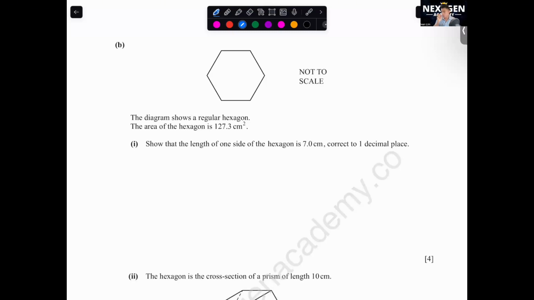Anyone manage to figure out this question here? How do we find the area of a hexagon? That's the first question to ask. How do we find area of hexagon? Anyone want to share? 6 triangle area. Very good. Catherine says 6 triangle area. So you're going to split it like this. 6 triangles. Why 6 triangles?